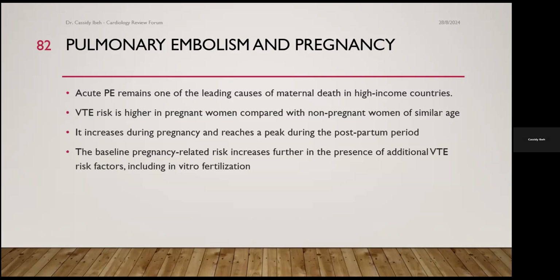Now, looking at pulmonary embolism and pregnancy, PE remains one of the leading causes of maternal death in high-income countries. This risk is higher in pregnant women when compared with non-pregnant women of similar age, and increases during pregnancy and reaches its peak during the postpartum period. The baseline pregnancy-related risk increases further in the presence of additional VTE risk factors, including ovulation induction or obesity, and some of those risk factors. So when a patient is pregnant, they also have these additional risk factors, and that's actually increasing the risk for PE.